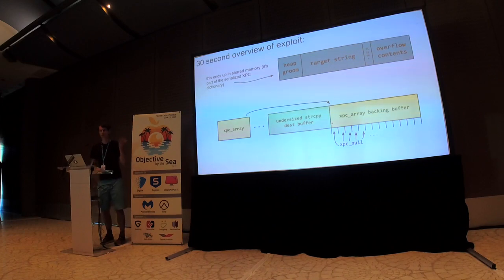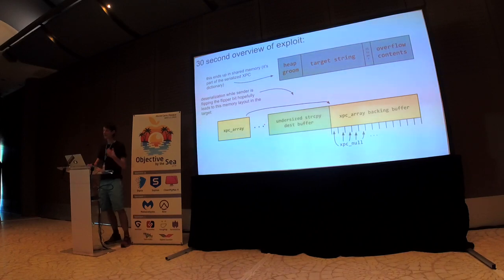I'm going to refer you to the blog post for the exploit, and it explains this in a lot more detail. So then, what we're going to do in the sender is just, as fast as we can, flip this between zero and non-zero. And in the receiver, we hope this is going to happen. And if we're successful, these are XPC object pointers, and we're going to be able to corrupt an XPC object pointer and make something happen.